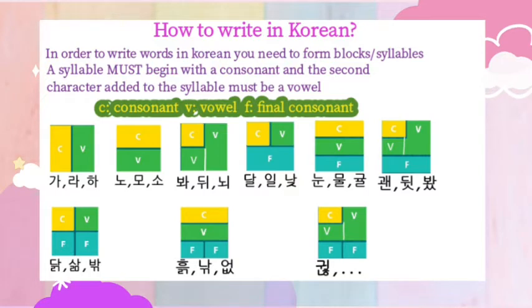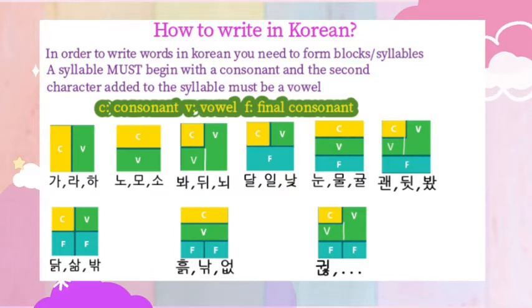And for the fifth example, we have consonant, vowel, final consonant. The vowel used here is a lying vowel. For example, we have nun, mul, kyul. So nun means either eyes or snow. Meanwhile, mul is water, and kyul is tangerine, orange or mandarin orange.